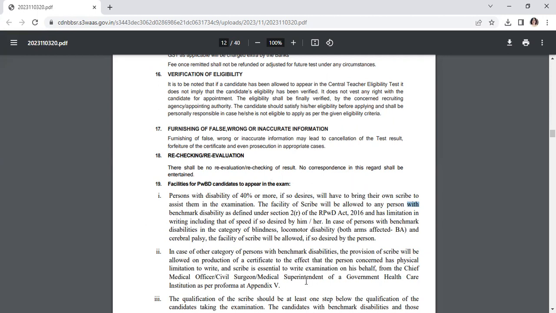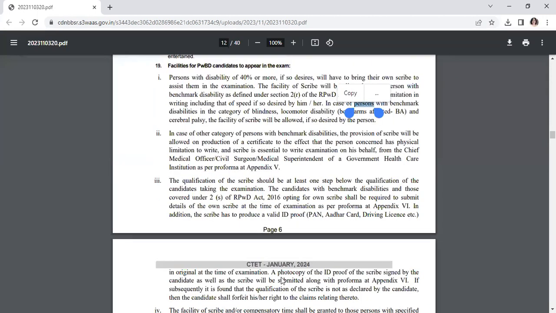Facilities for PwBD candidates to appear in the examination. A person with disability of 40% or more, if they desire to bring their own scribe to assist them in the examination, the facility of scribe will be allowed to any person with the benchmark disability as defined under section 2(r) of the RPWD Act 2016, and the limitations in writing, including that of the speed, if so desired by him or her.